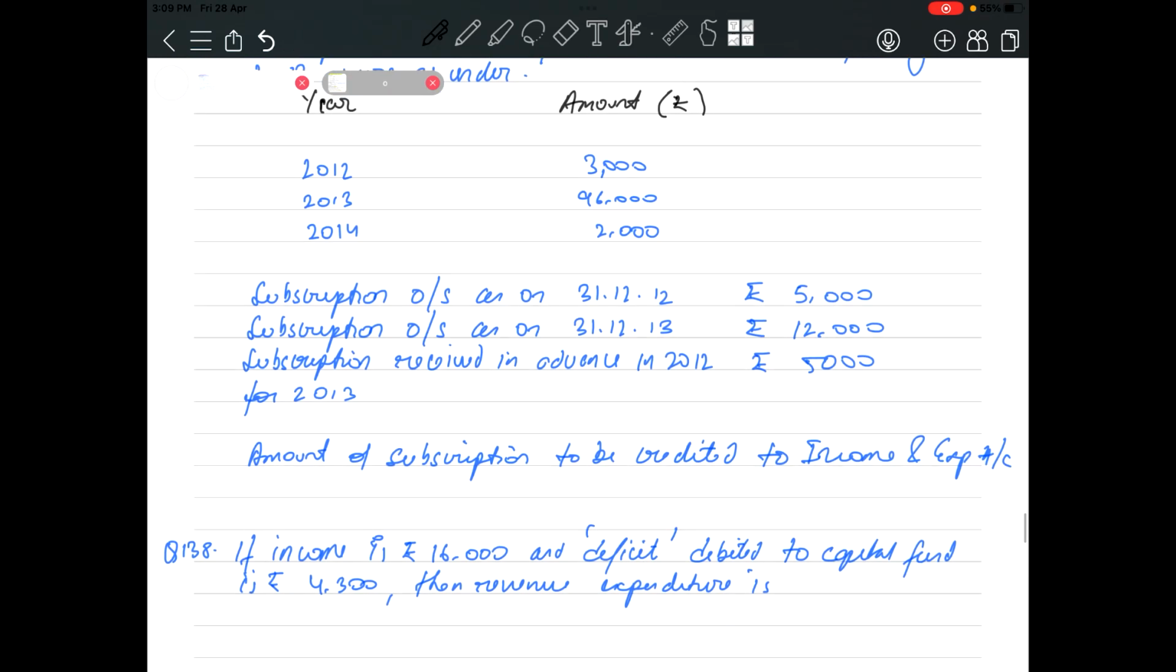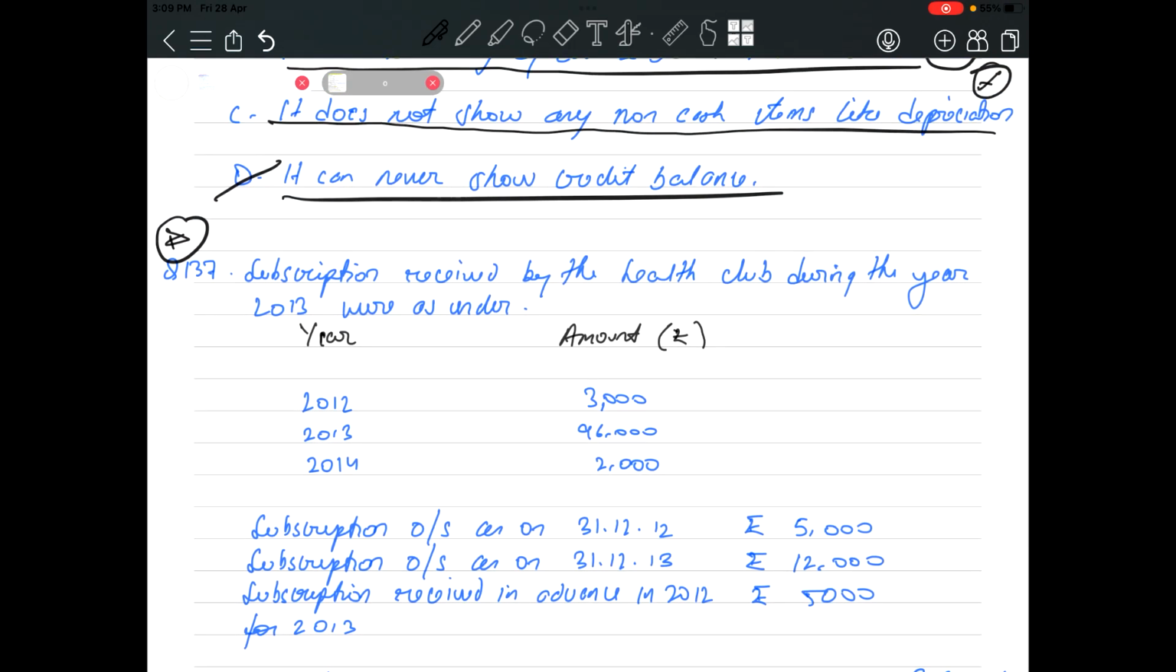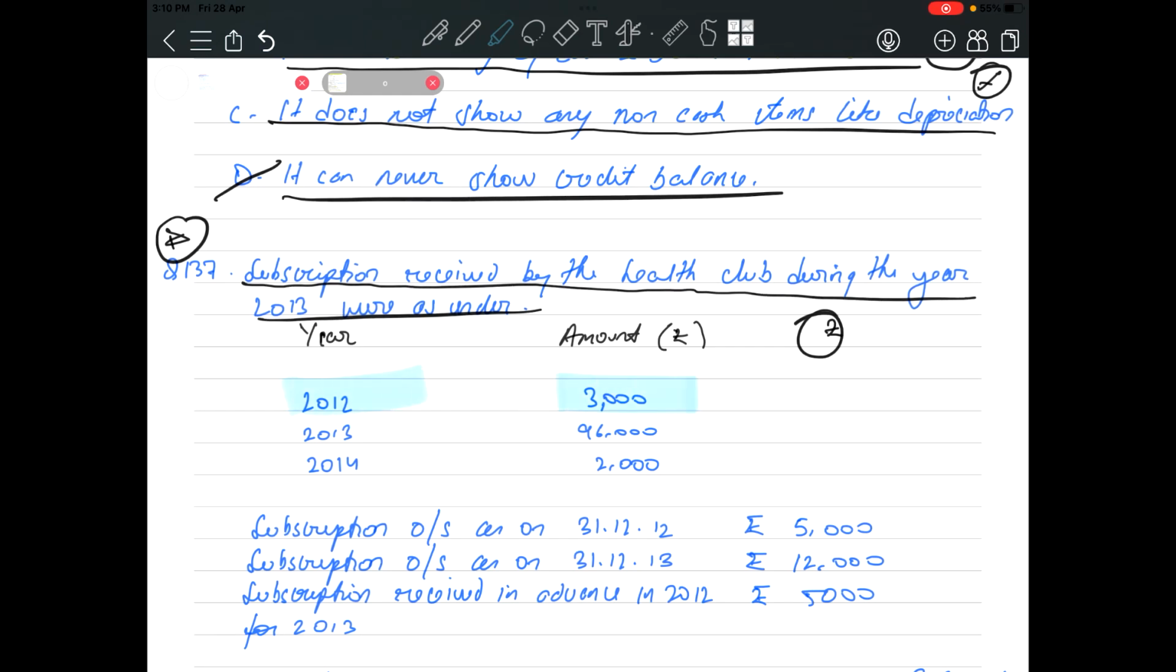Now let's see this question number 137, okay. What is the question saying? Subscription received by the health club during the year 2013 were as under. We have received money during the year 2013 as under. For the amount of 2012 we have received 3,000 rupees. The amount of 2013 we have received 96,000, and the amount for 2014 we have received 2,000, okay.